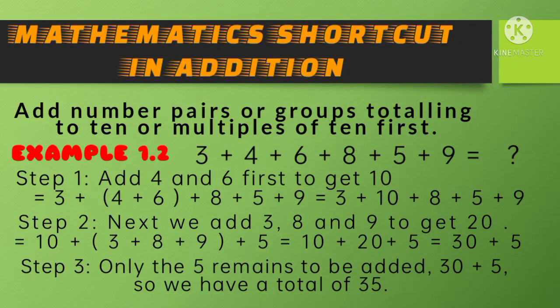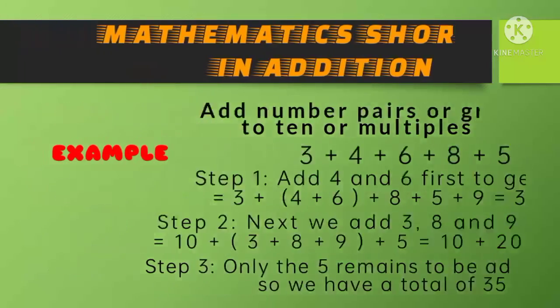Another mathematics shortcut in addition is to add number pairs or groups totaling 10 or multiples of 10 first. Example, 3 plus 4 plus 6 plus 8 plus 5 plus 9. Step 1, add 4 and 6 to get 10. So we have 3 plus 10 plus 8 plus 5 plus 9. Step 2, next we add 3, 8, and 9 to get 20. So we have 10 plus 20 plus 5, which is equal to 30 plus 5. Step 3, only the 5 remains to be added. So 30 plus 5, we have the total of 35.